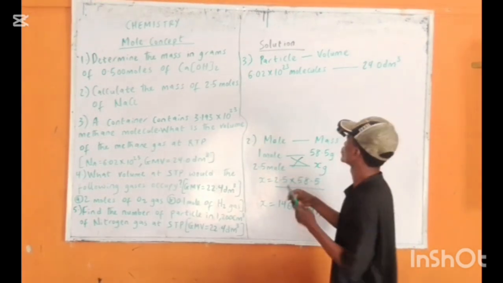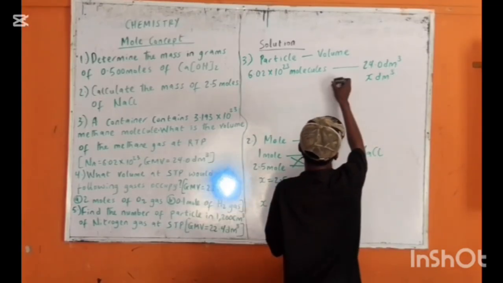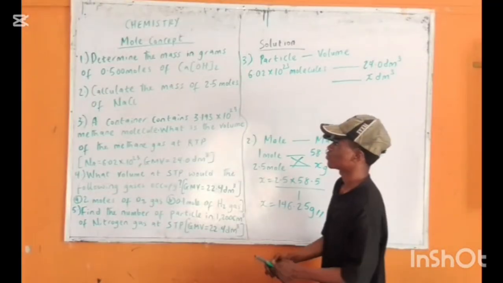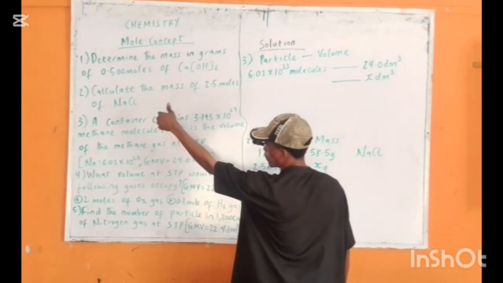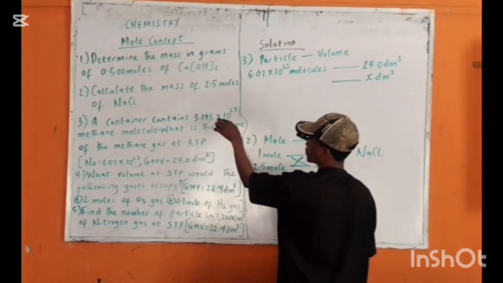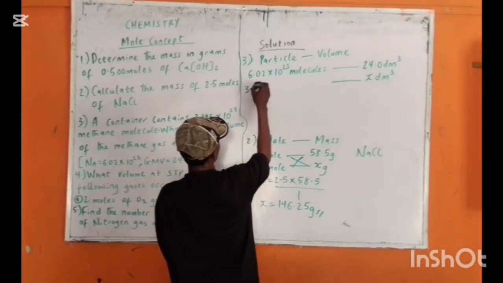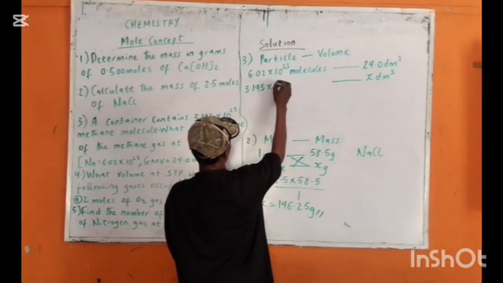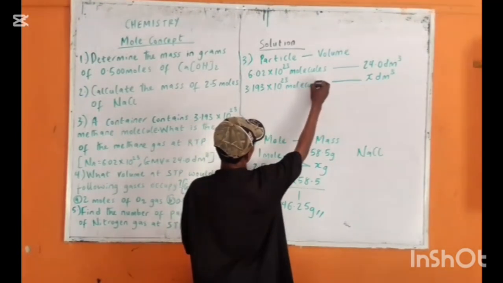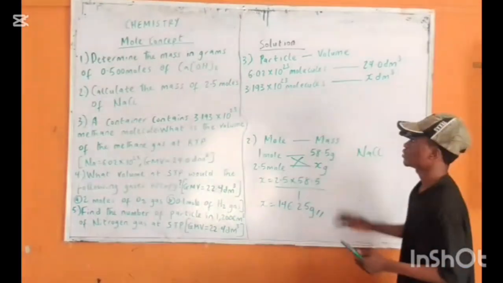So what's the question now? What is the volume? So we have X dm cube. What is the volume? So we're having a value for particle here, which is 3.193 times 10 raised to the power 23 molecules. So what's the next thing here? Cross multiply.